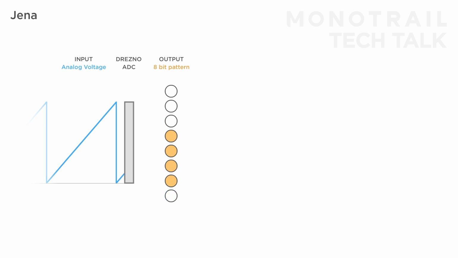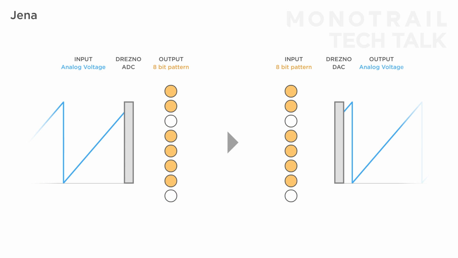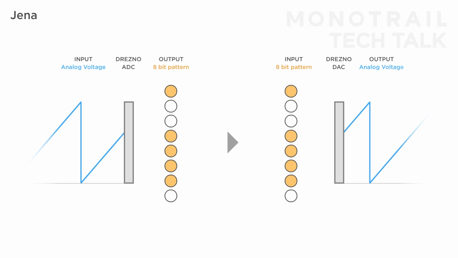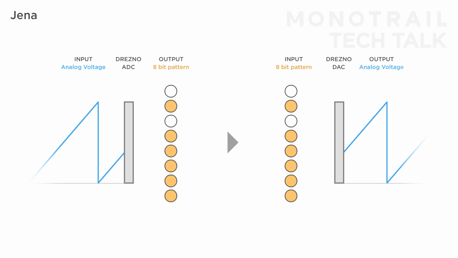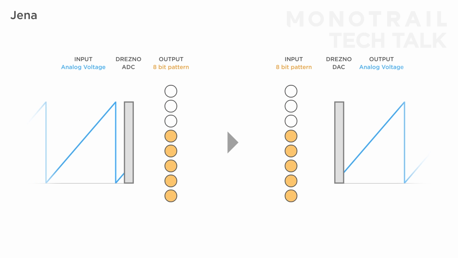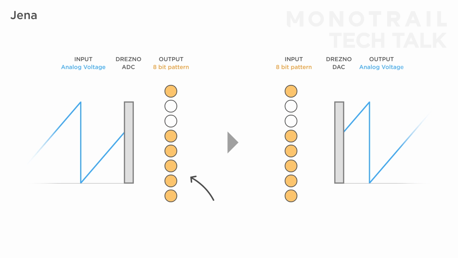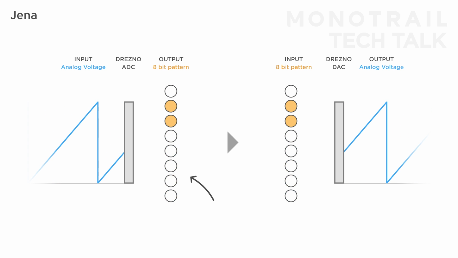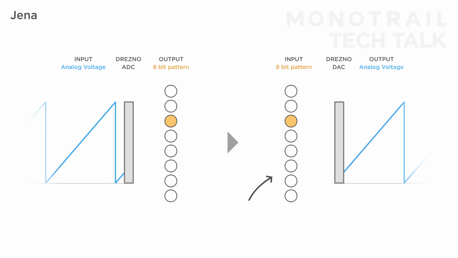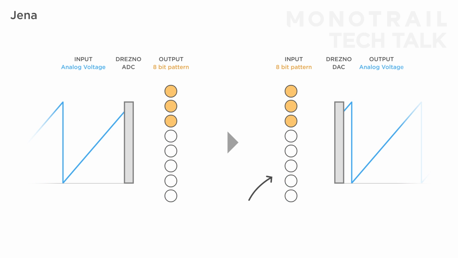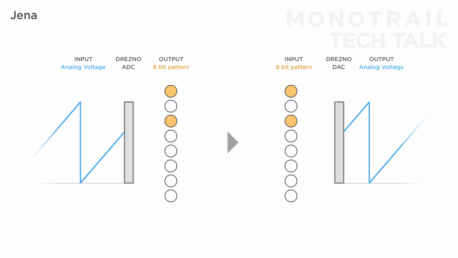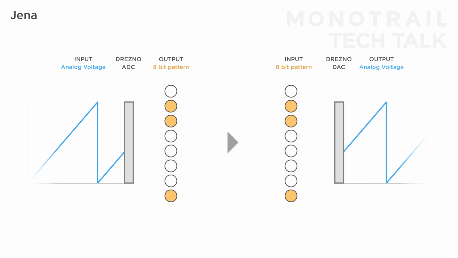For example, if you link the data directly to the digital to analog converter of Drezno, it will translate the digital gate patterns back to an analog voltage. In this scenario, the 8-bit patterns produced by the analog to digital converter are the exact same patterns that are used by the digital to analog converter. So the shape of the voltage coming out is the same as the voltage going in.